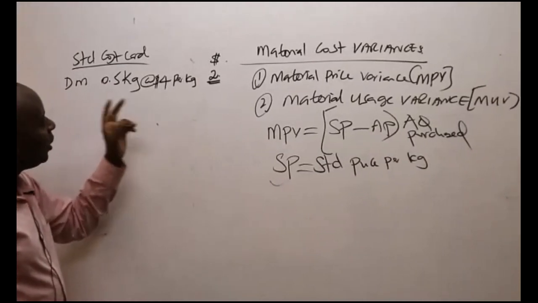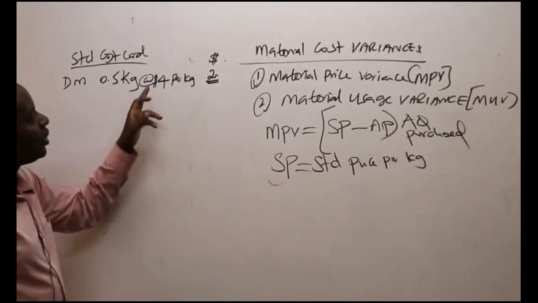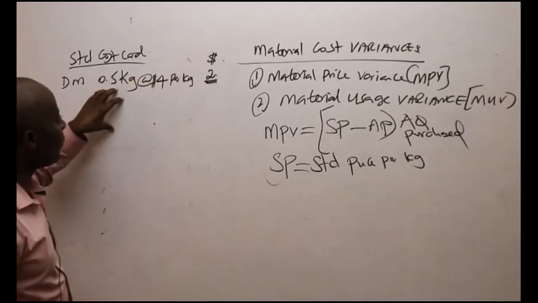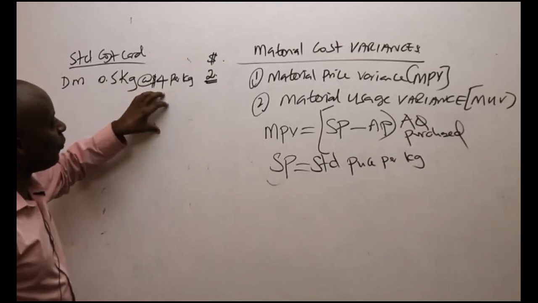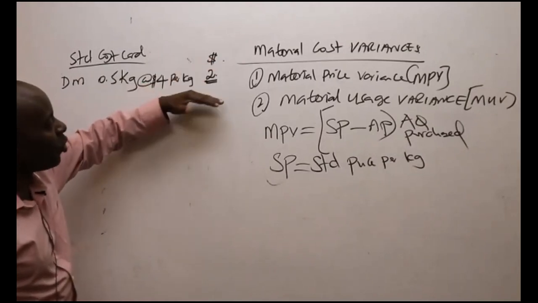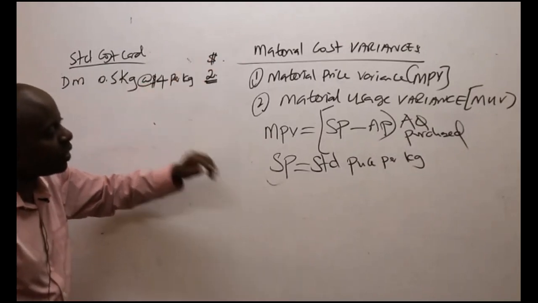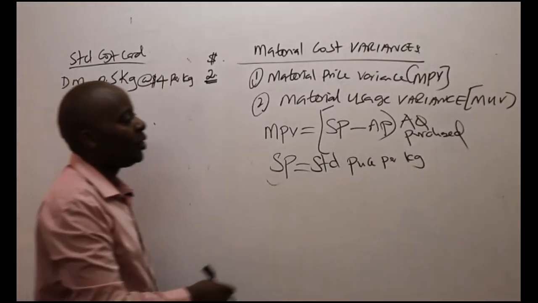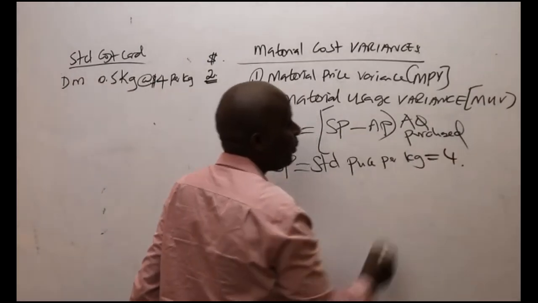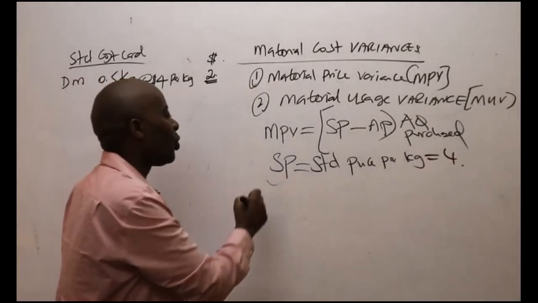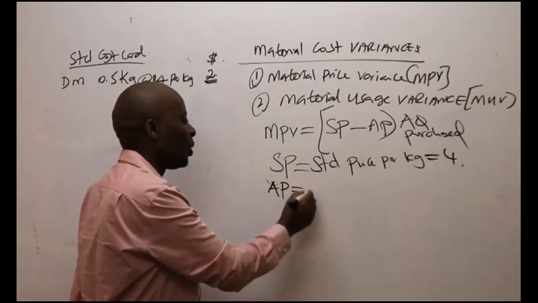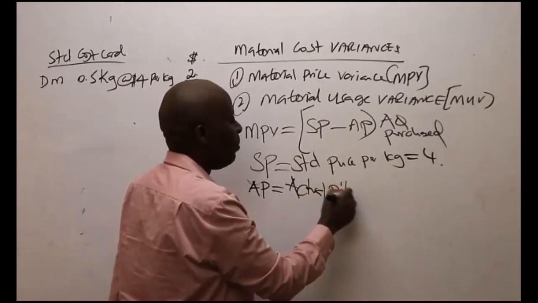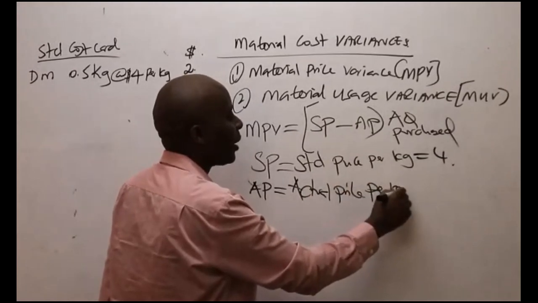And each kilogram is going for 4. So a whole unit, which requires 0.5 kilograms, each kilogram going for 4, will cost us, but remember here we are talking of standard price per kg. So the standard price per kg here is 4. Then go straight away to the actual information and pick for us this AP, which is actual price per kilogram.